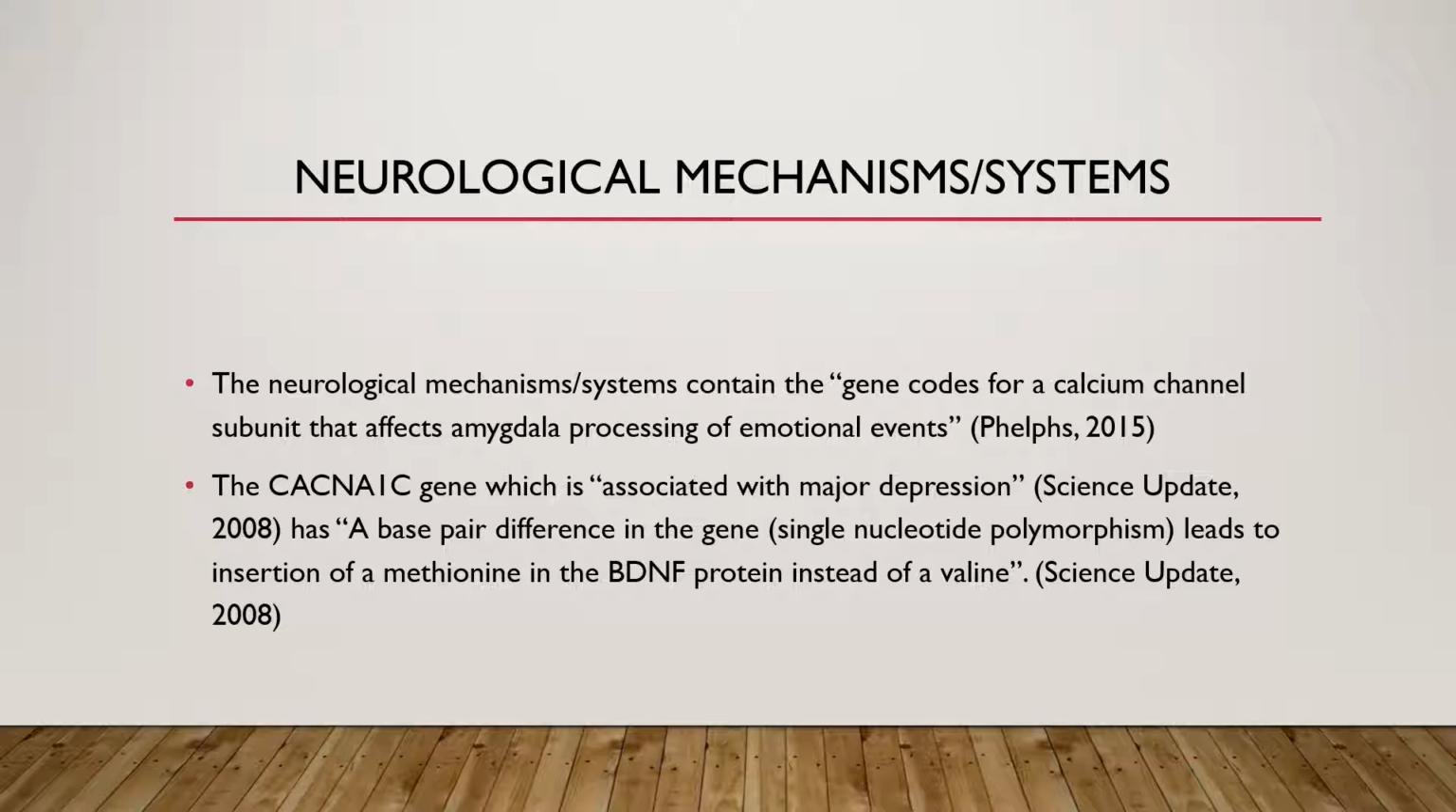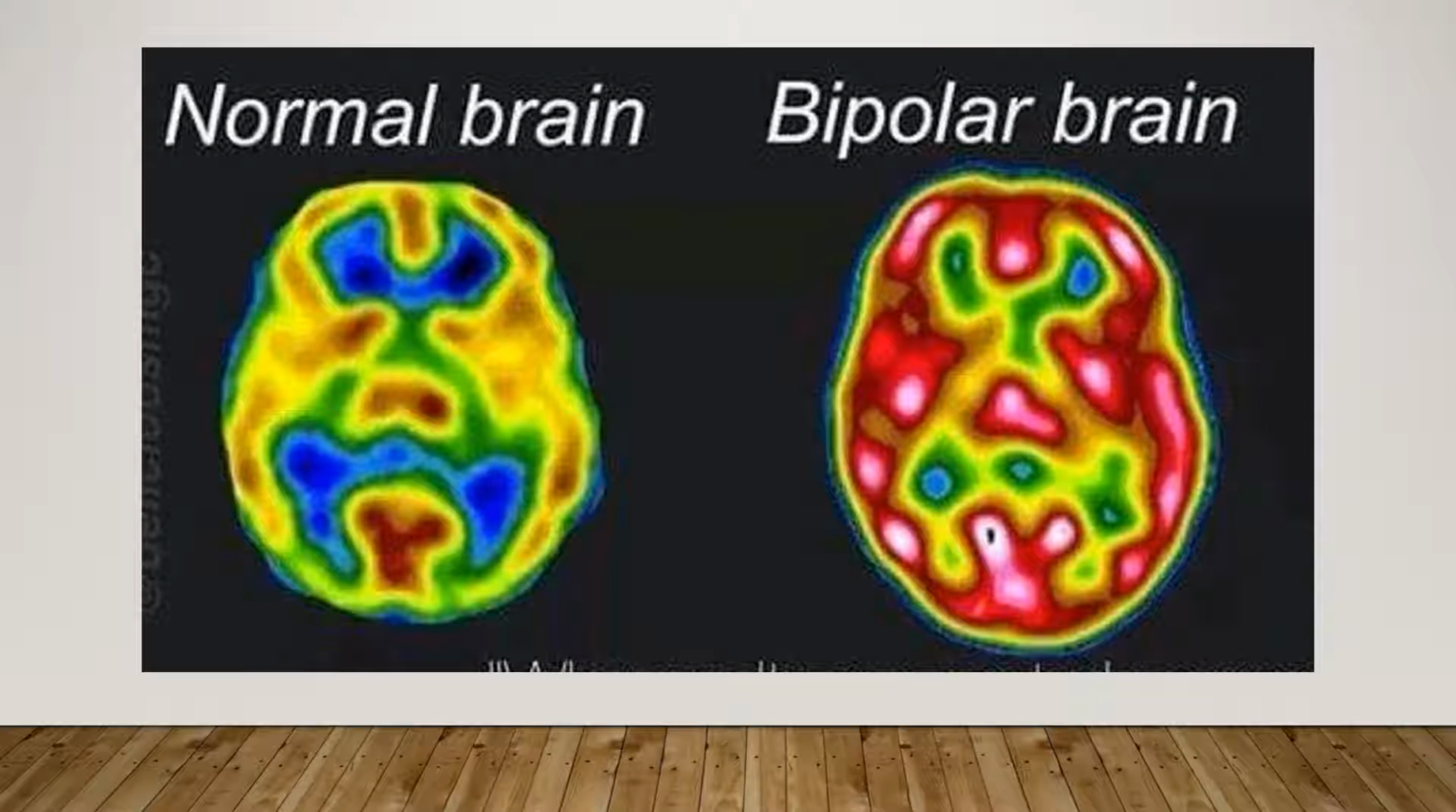Now that we know the neural mechanisms and systems, let's move on to what parts of the brain affect bipolar disorder. As you see in the picture, there's a comparison. Of course, the one that says normal brain, that's how a normal brain works. And then the other one is how a bipolar brain works. So let's find out what we have found.